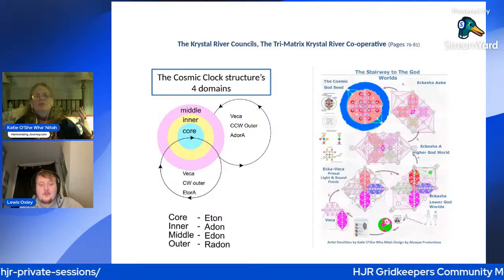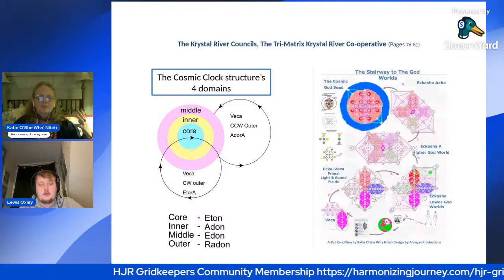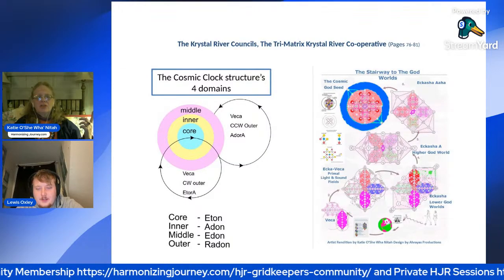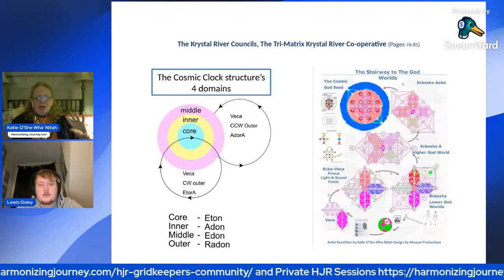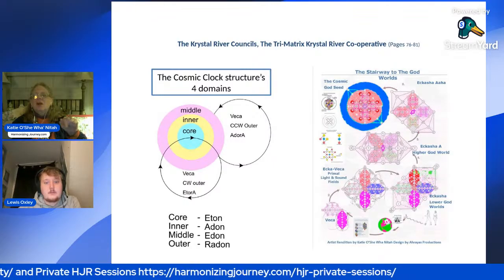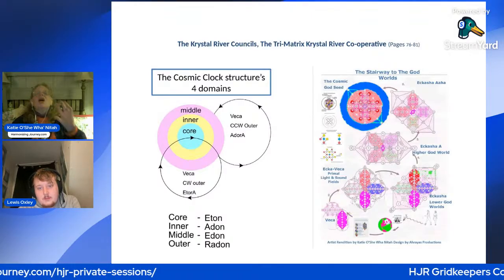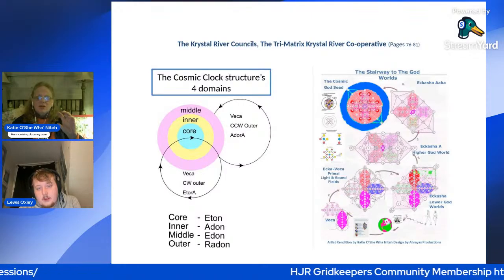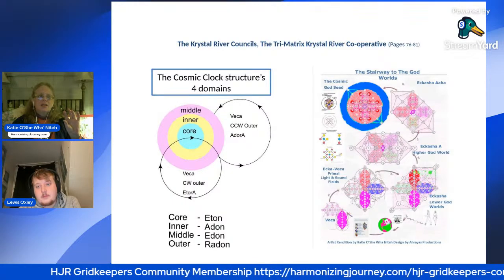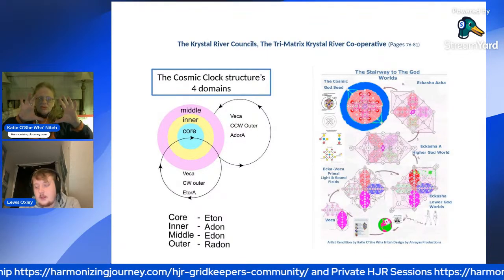Again, the Krystal River Councils, the Tri-Matrix Krystal River Cooperative, pages 76 through 81. You want to follow along in the manual itself. The cosmic clock structures of the 4 domains. And so we see on one side, again, the stairway to the God worlds. And again, down at the bottom, we've got our little Akasha Merkaba structure of the polarities within the form constant, personal and planetary, then the whole density 1, density 2, density 3 of that whole Cathara grid structure.